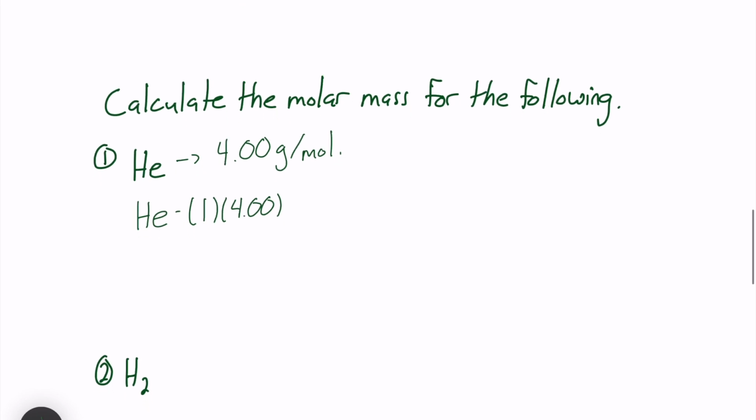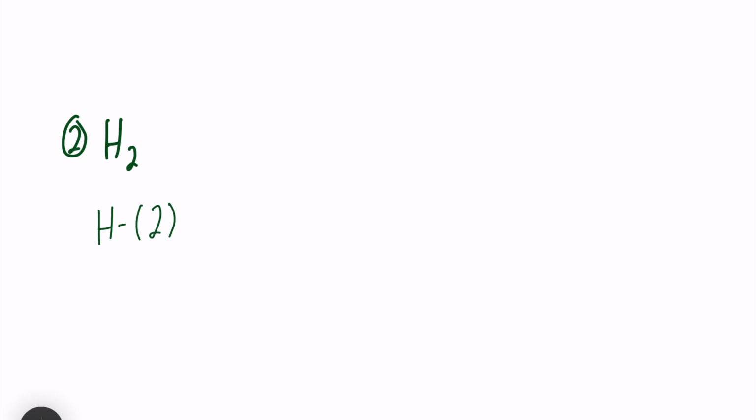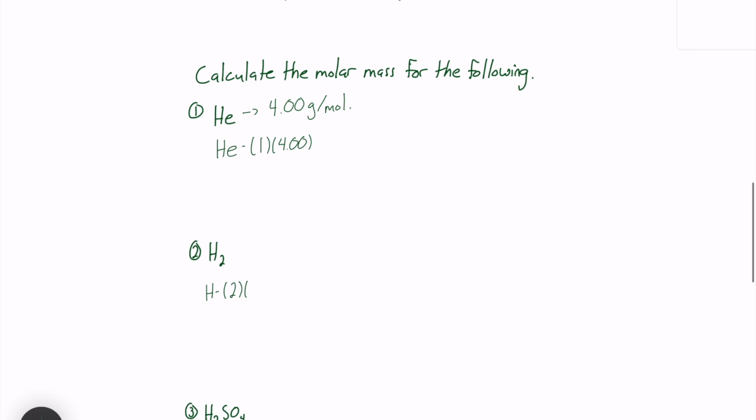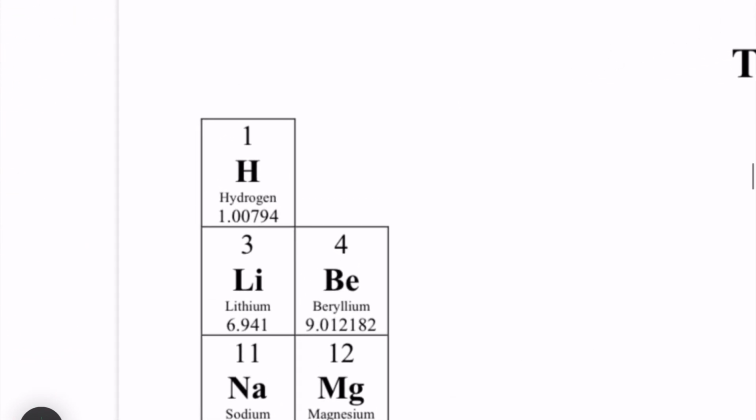Now, getting a little bit trickier here, we have H2, or hydrogen. Remember, hydrogen is a diatomic molecule. It always exists as groups of 2 if alone. So we have H, and there are 2 of them. Let's go find hydrogen's molar mass. So we're going to find hydrogen right here. Hydrogen has a molar mass of 1.01. We're just going to keep 2 decimal places.